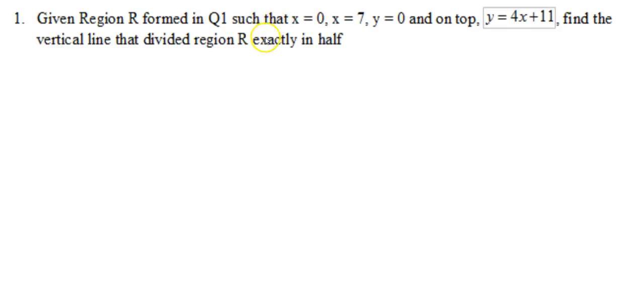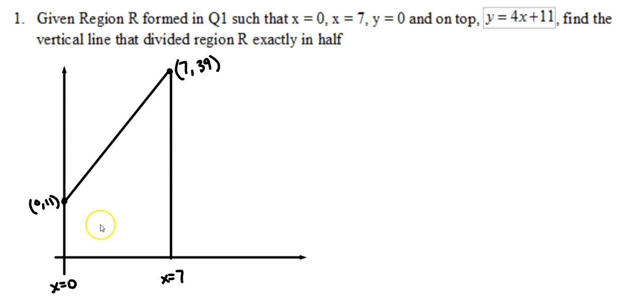Given region R formed in Q1, or quadrant 1, such that it has these boundaries: y equals 0 on top, and these boundaries on the sides, and then it's got this line cutting through it. We want to find the vertical line that divides region R exactly in half. So first thing is I made a little diagram here for you.